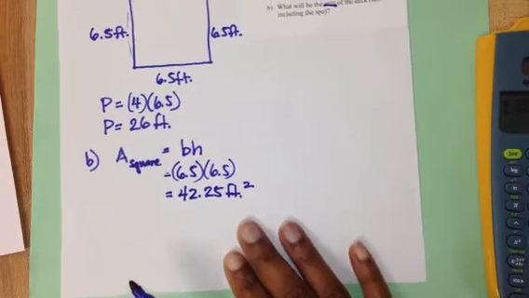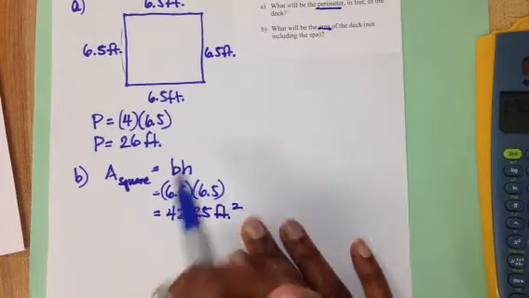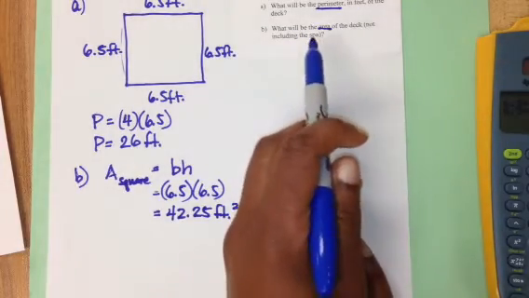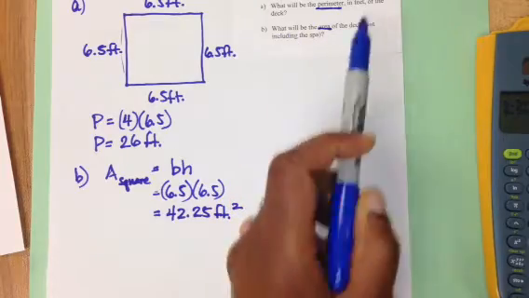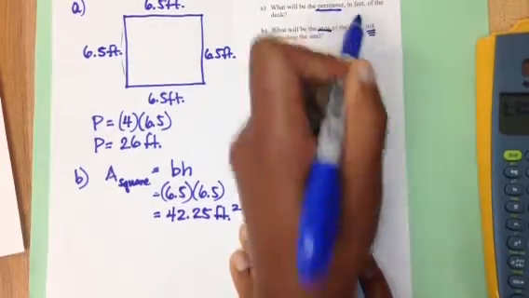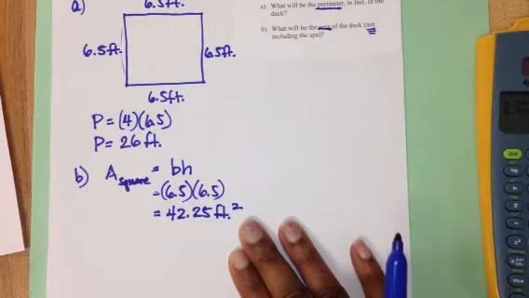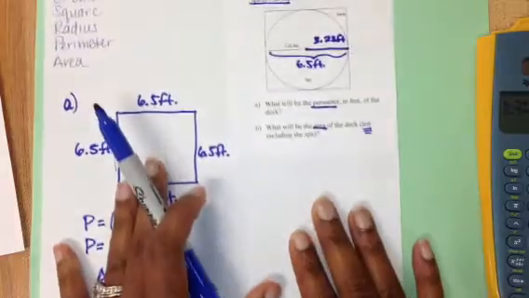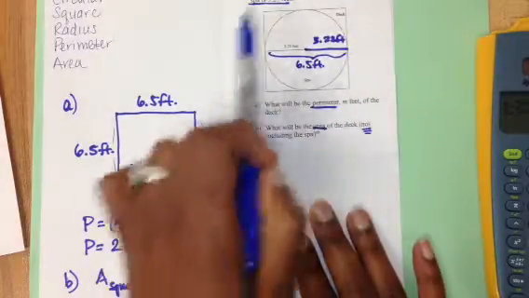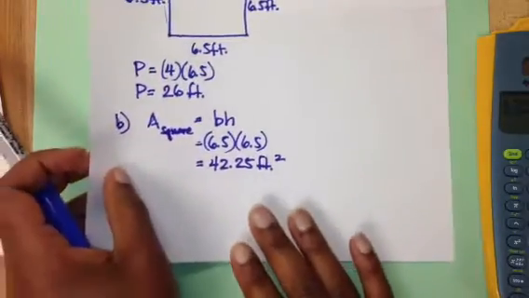Now the second part to this problem is we have to find the area of the spa, because the question states what will be the area of the deck, not, very important, not including the spa. So in order to find the area of the deck not including the spa, we have to find the area of the spa first before we can move on.